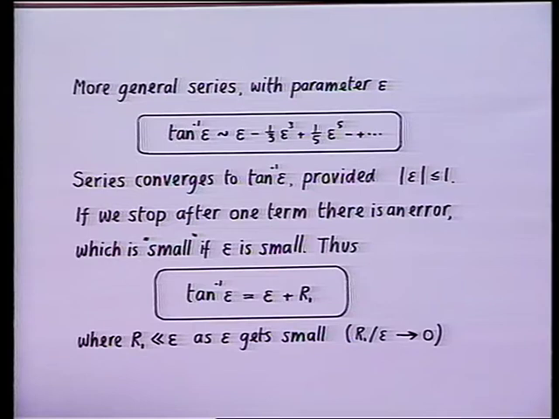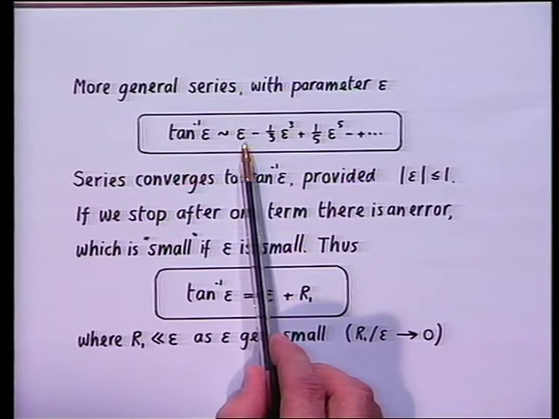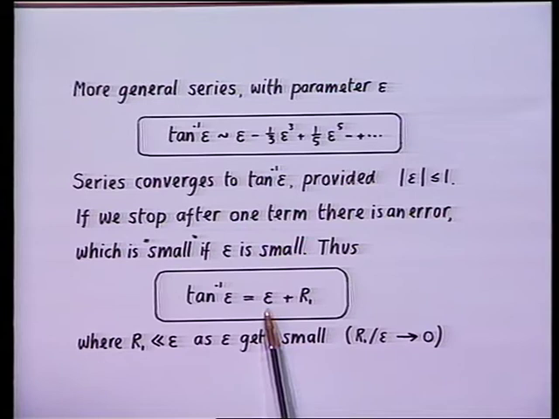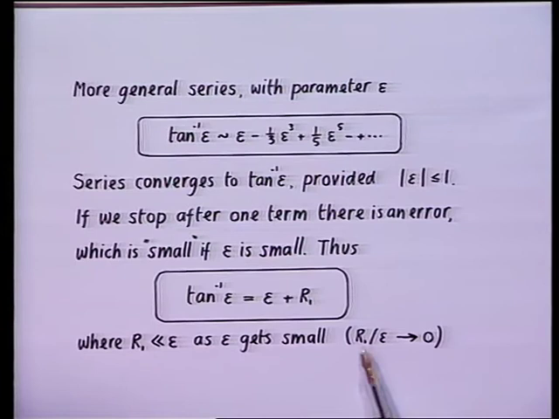We can look upon it in another way, though. If we stop after the first term and get the approximation tan to the minus 1 epsilon equals epsilon, there is, of course, an error. And that error is small if the number epsilon is taken to be small. That is to say, instead of tan to the minus 1 epsilon being equal to epsilon, it equals epsilon with a small error, which I've denoted here by R1. And if this is to be the correct leading term, then there is an implication that R1 has to be small in some sense. To be precise, R1 has got to be a lot less than epsilon when epsilon gets small. We can put it this way: R1 over epsilon tends to zero as epsilon gets smaller.